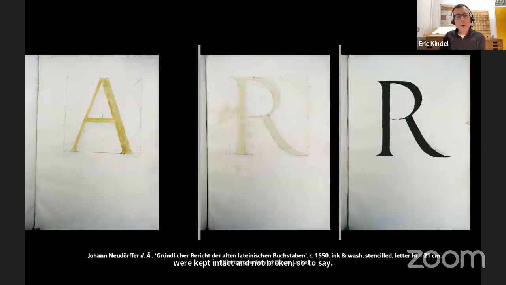So far, the earliest known individual stencil letters are found in the 16th century manuscript made by the Nuremberg writing master Johann Neudorfer. In it, he constructed Roman inscriptional capitals with a pen, ink, and wash on every second page. And examples of these you can see at the left and in the middle. On the page following each drawn letter, he stenciled the same letter in black, which you can see on the right.